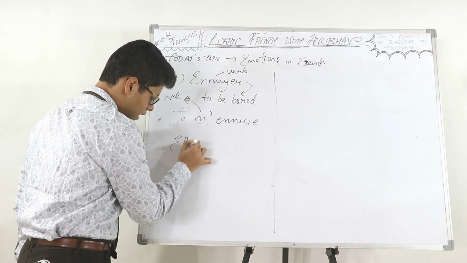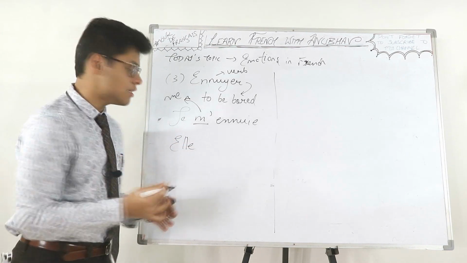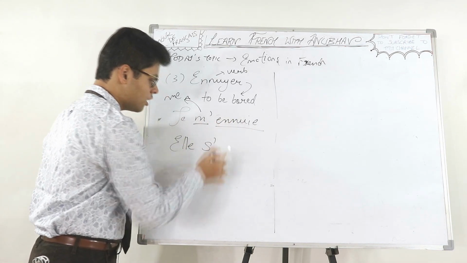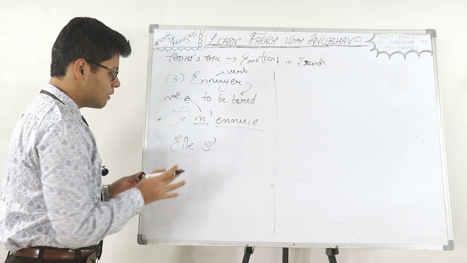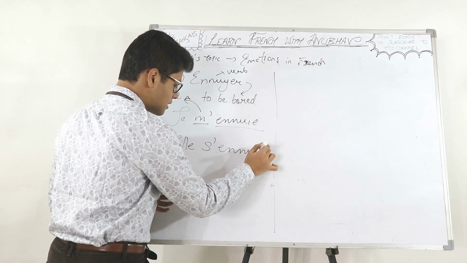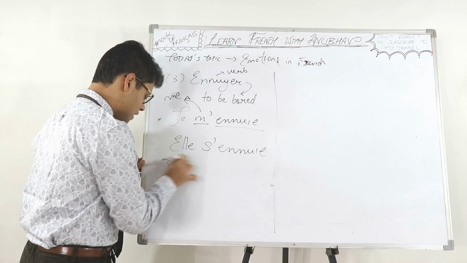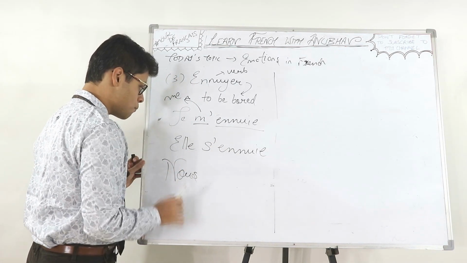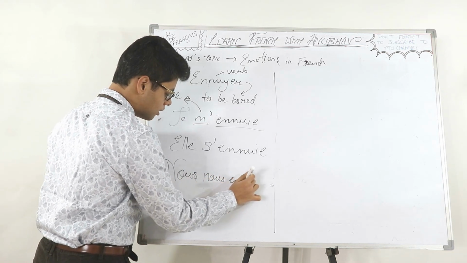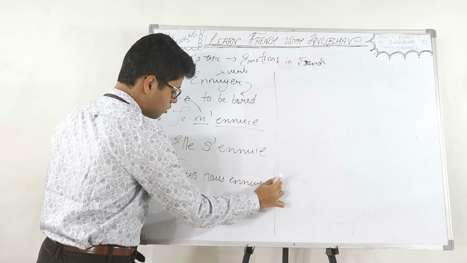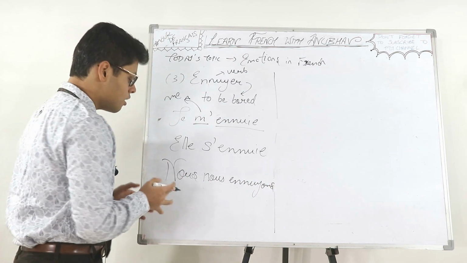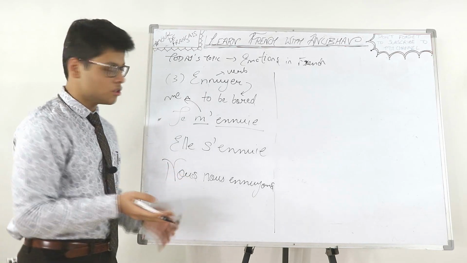Talking about elle, what's the pronom réfléchi used with elle? That is se. And since ennuie begins with a vowel, the se will be reduced to s apostrophe. So, elle s'ennuie, she's bored. And if you have to write with nous, nous nous ennuyons, E-N-N-U-Y-O-N-S, ennuyons, we are bored.